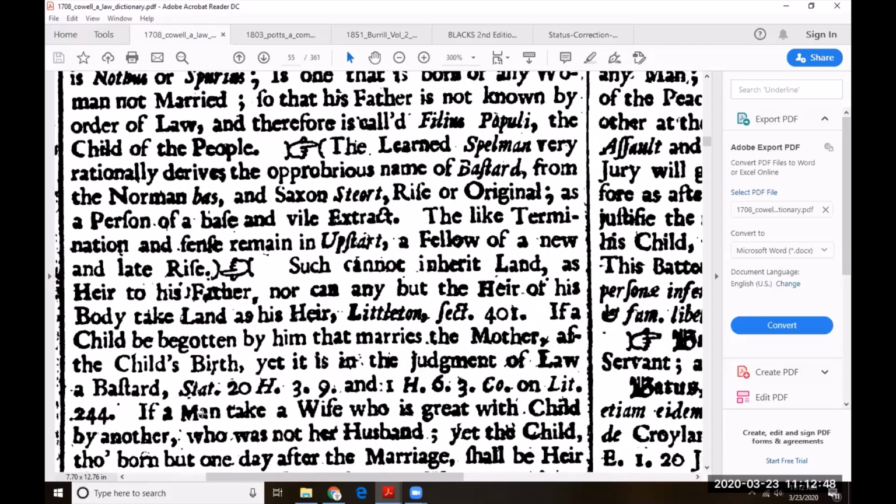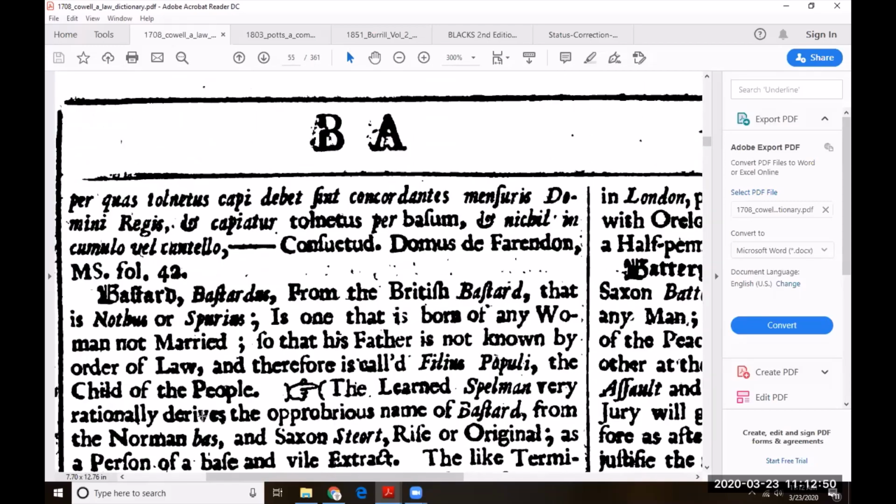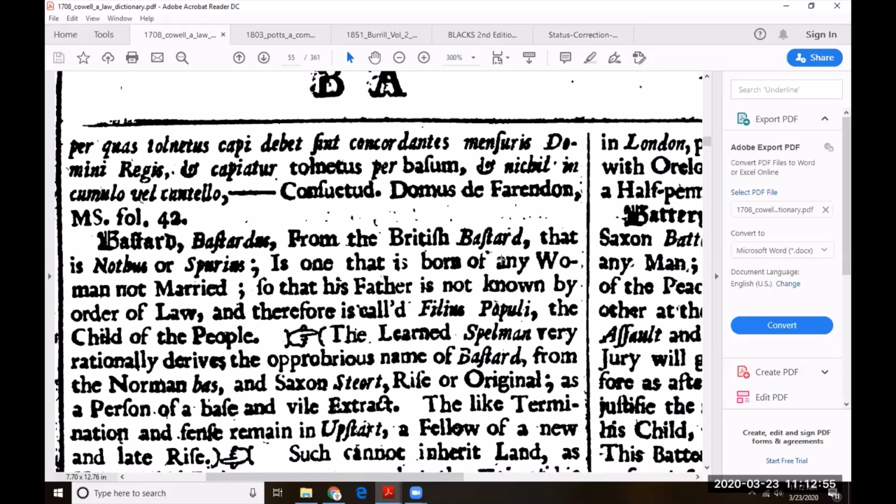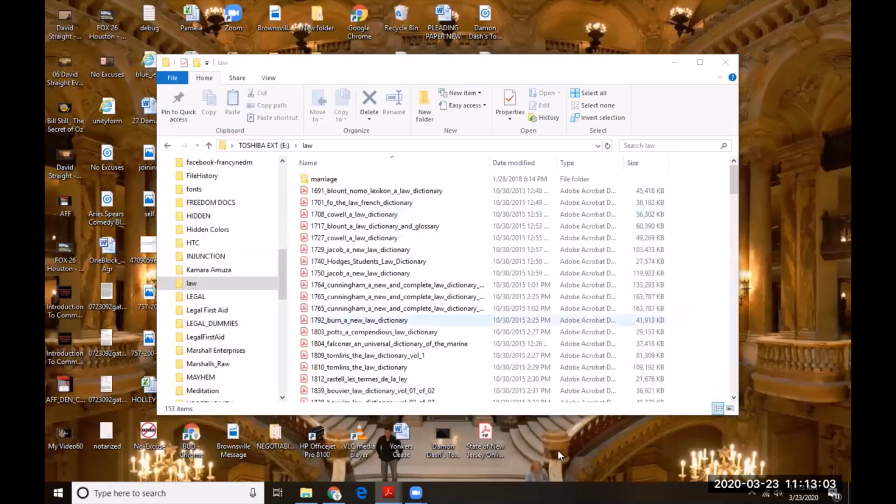Okay, I think although confusing, we kind of got what it's trying to say. So, filius populi. Let's go there real fast. Let's see what that has to say.